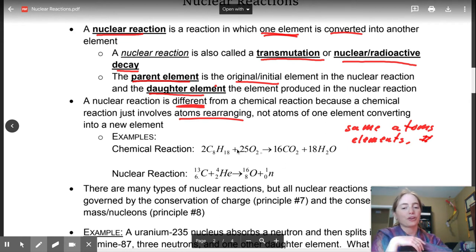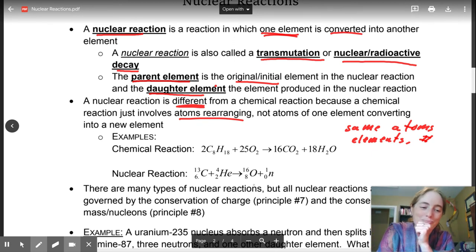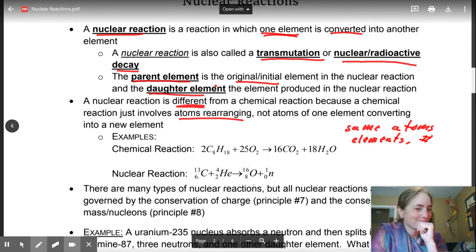Whereas we come over here, ladies and gentlemen, with this nuclear reaction, we've got carbon and helium. Now we've got oxygen and a neutron. Where'd the carbon go? Where'd the helium go? I want you guys to guess what happened to them. What happened in this case? Look at the numbers. They fused. This is an example of nuclear fusion.